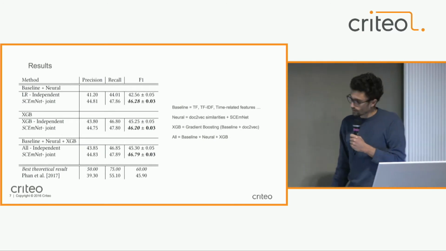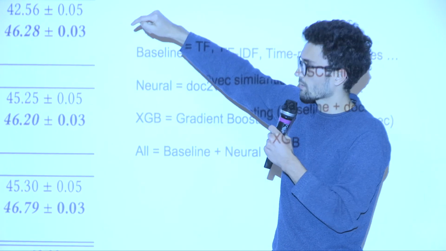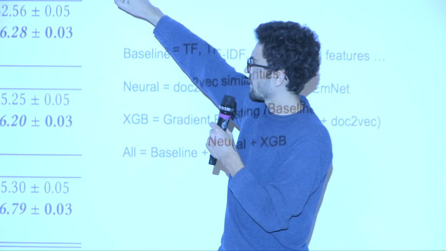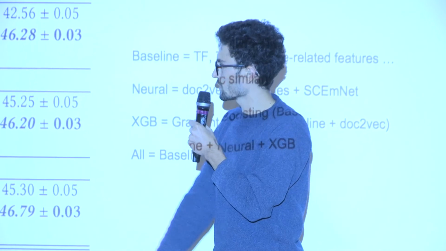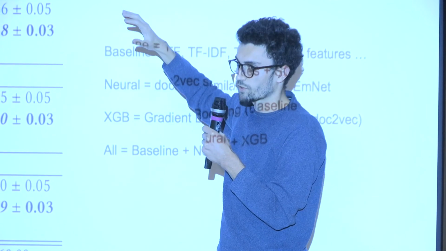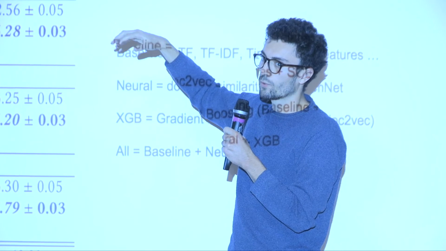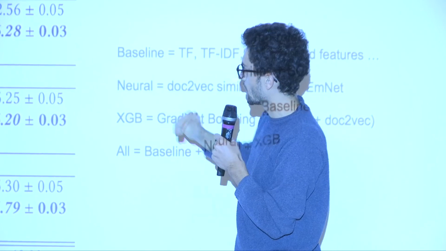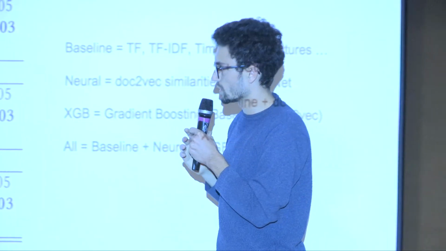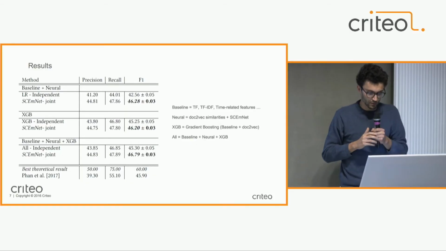For example, if we look at the first two lines, if we train the SCAMnet structure independently and then use it as a feature, we have a final F1 score of 42.56. But if we first train the previous regressors and learn the SCAMnet jointly with the weights of the regressions, the score is way better, and we have nearly 4% improvement.